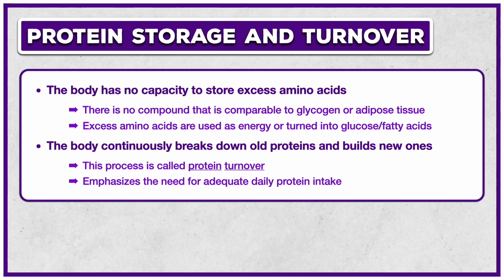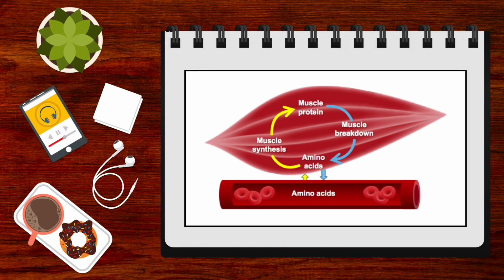Furthermore, the body continuously breaks down old proteins and builds new ones. This process is called protein turnover. It emphasizes the need for adequate daily protein intake, so the body constantly has a supply of amino acids to work with. Here's an example of protein turnover in the skeletal muscle. Old muscle tissue breaks down, and the body relies on an adequate supply of amino acids to replace it with new muscle tissue.